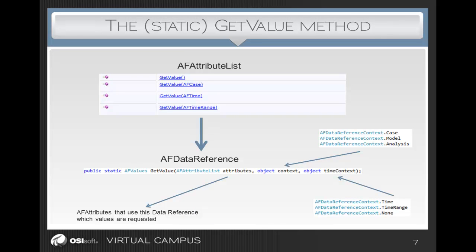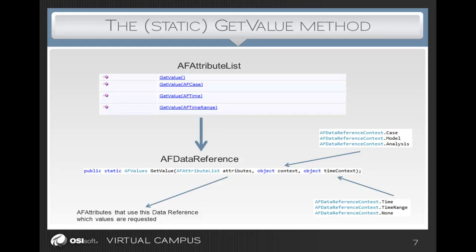The static GetValue method is a little bit different. You can implement the static GetValue method on your AF data reference. You do not need to override it because virtual static methods do not exist in the .NET framework. You just have to implement it like the example.